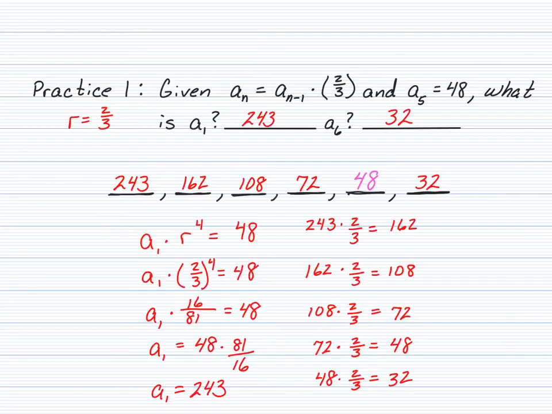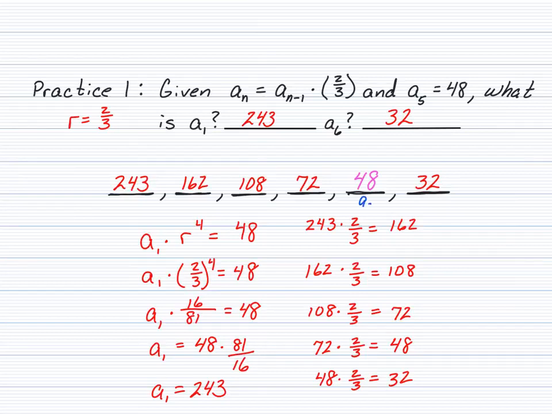All right, welcome back. So in this particular problem, you're going to notice that you have a sub n equals this times 2/3, which means r, your common ratio, is 2/3. We're given that the fifth term is 48, and so that is this term right here.